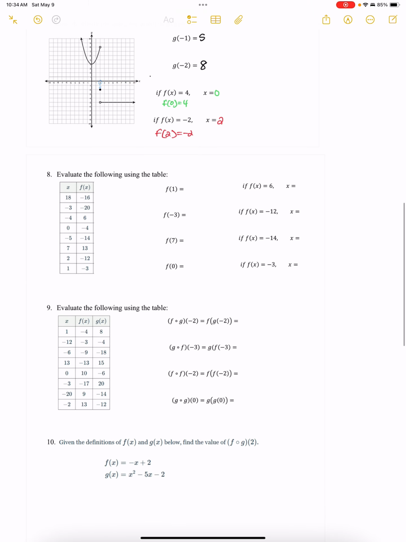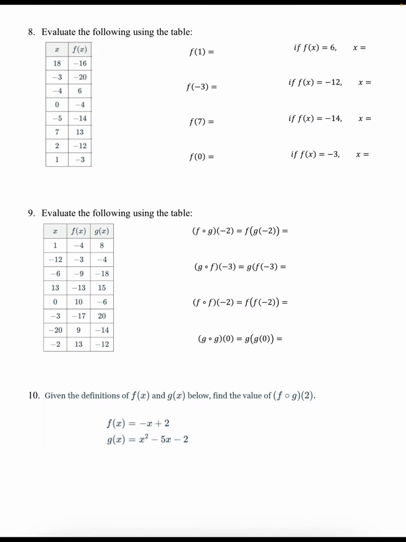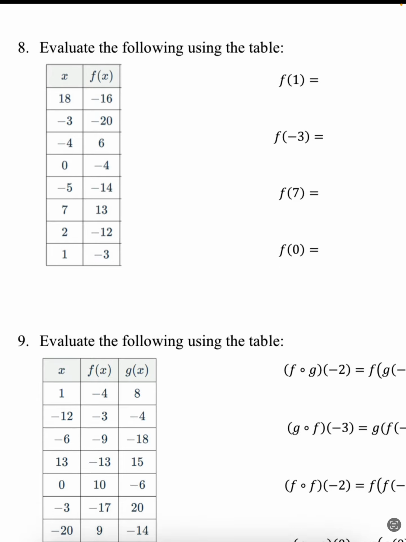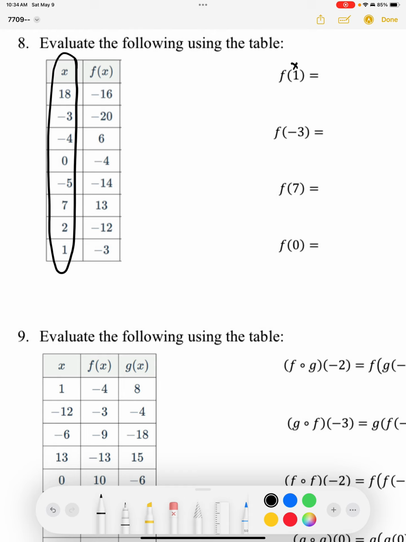Okay, number 3, we are doing evaluating from a table. So really, for the ones on the left, those are still the x's, the inputs. So f of 1, this is an x. So you start on the x side. So we're at 1. And what's the answer? Just -3. Okay, f of -3, go to -3. And the answer next to f is -20. F of 7, here, the answer is 13. So you always want to start on the x. And f of 0, the answer is -4.